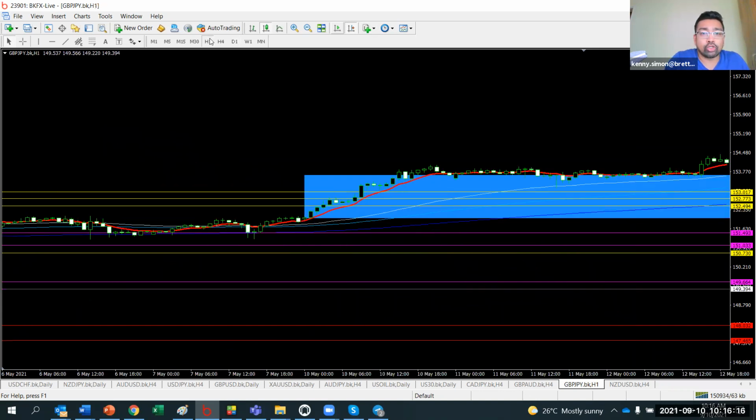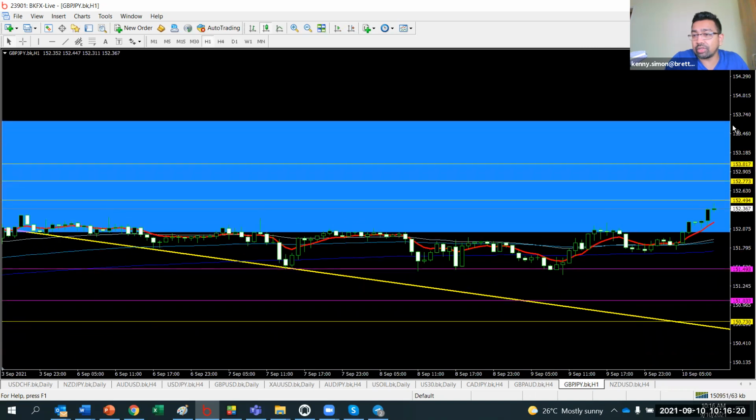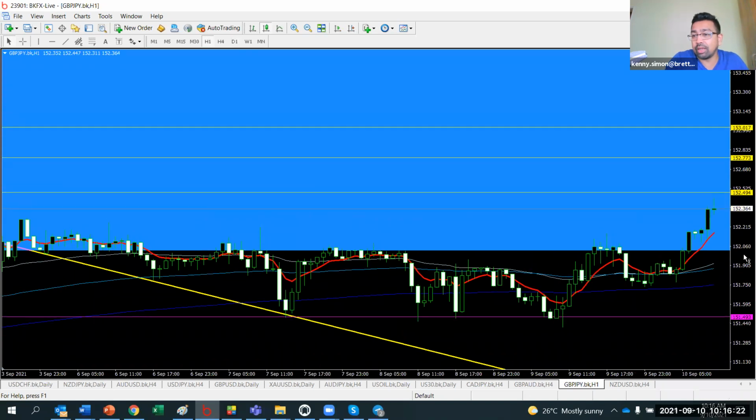If you want to look at very short-term trades, it's reversal trading on the buy side, but it's not very attractive as well. It's too close, the price right now, to 152.50, so it's not very attractive to do the buy. Okay, for GBPJPY.